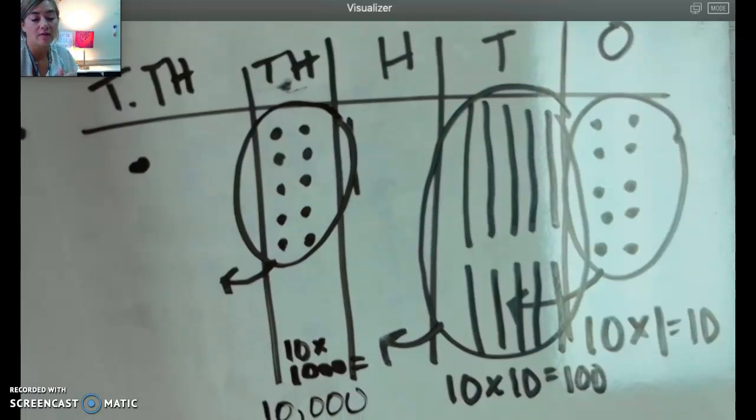So after you work on this for a while, you're going to be able to do mental math, and you're going to be able to tell people that 10 times 1,000 is actually 10,000. Or you're going to be able to tell them that 10 times 100 is 1,000, because in your mind you're visualizing this place value chart.